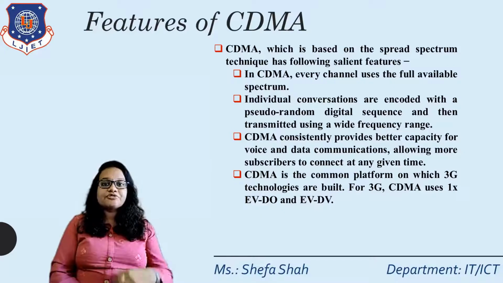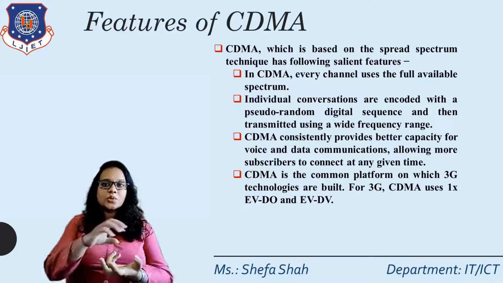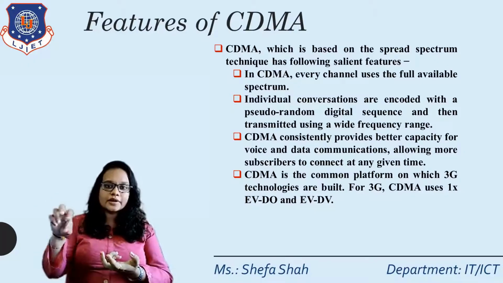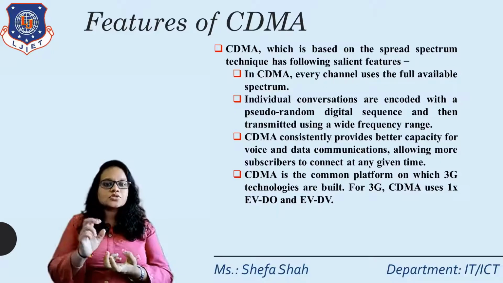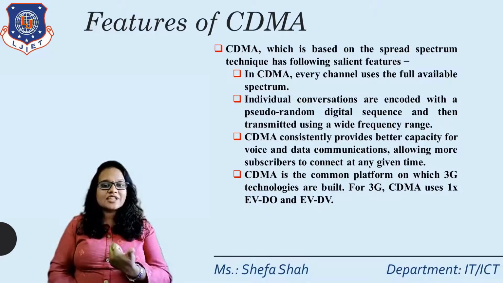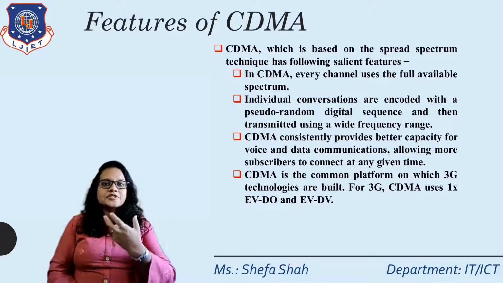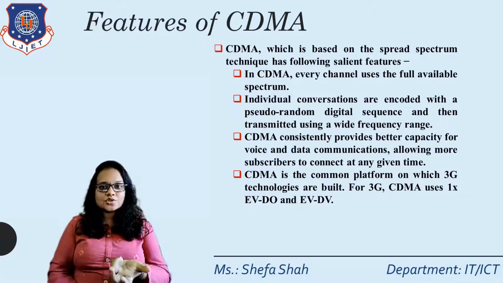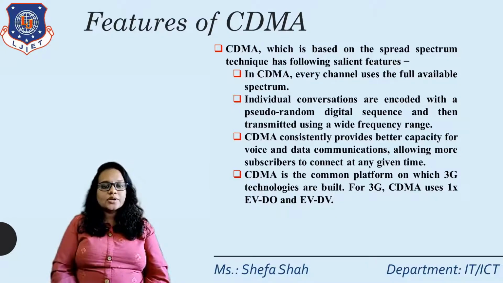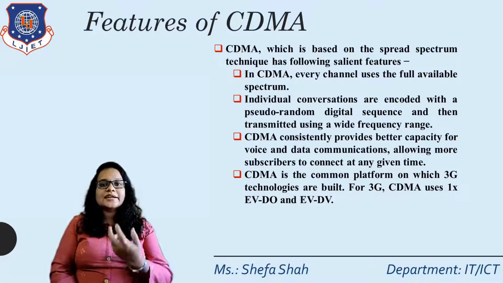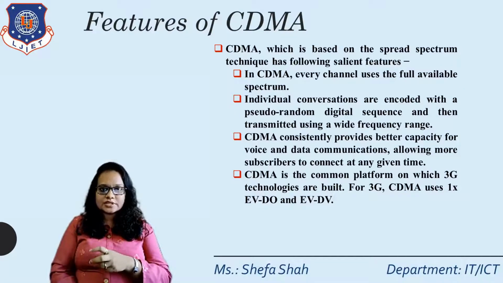Now, what are the different features of CDMA? CDMA is based on spread spectrum, meaning the whole sequence is spread over the whole bandwidth over the whole time. First, every channel uses the full available spectrum. That means the whole bandwidth is given to each user with different codes, so many users can simultaneously use this bandwidth for transmitting as well as receiving. Second, individual conversations are encoded with a pseudo-random digital sequence and then transmitted over a wide frequency range, so we are transmitting with the help of the PN sequence.